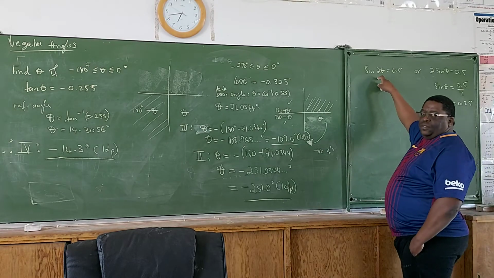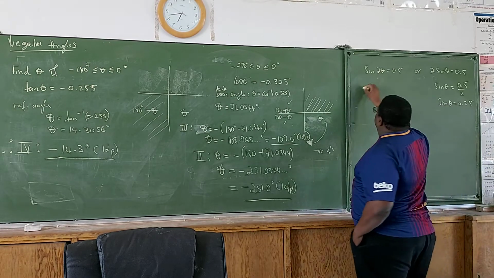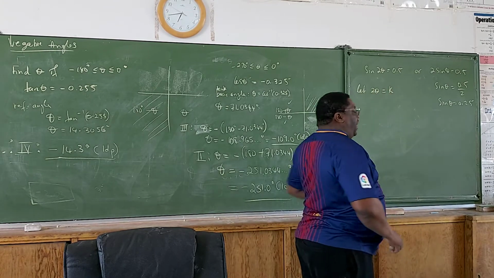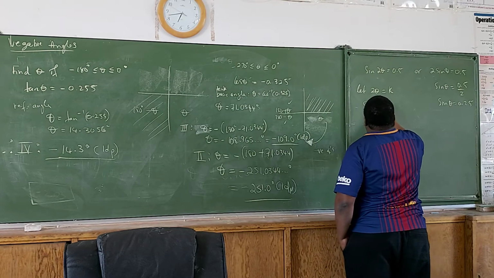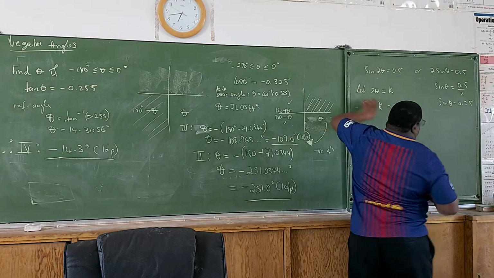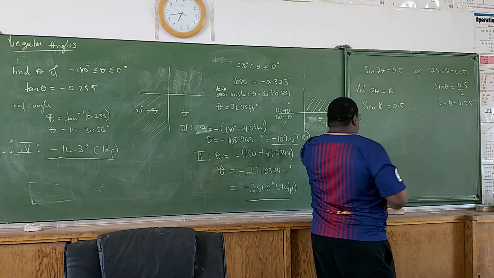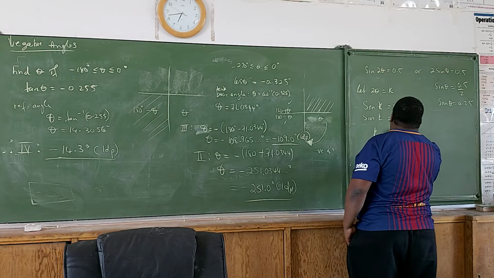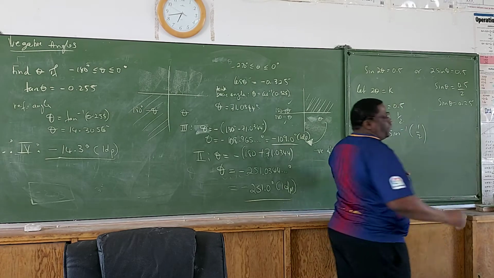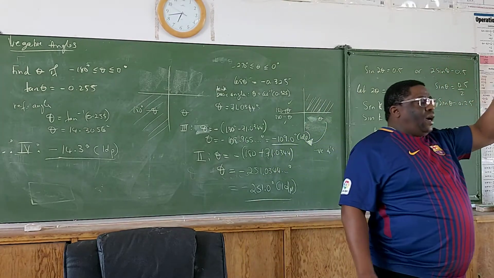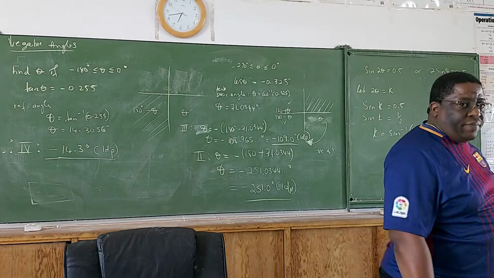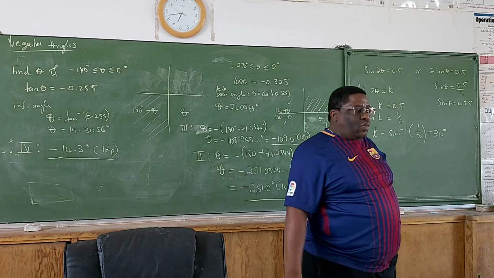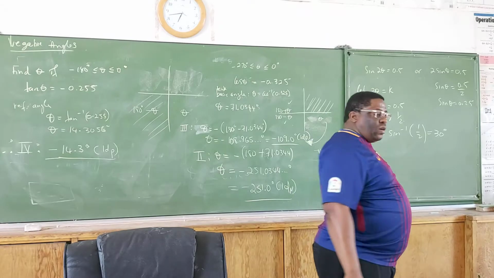Alternatively, you can let 2 theta be some k, and then you have sin k equals 0.5. You find that particular reference angle. So sin k equals a half. Quickly, let's see if you can think which angle has sine a half. Remember, you've got 30 degrees there. 30 degrees in radians is what? Don't worry, I'll wait. Pi over 6.